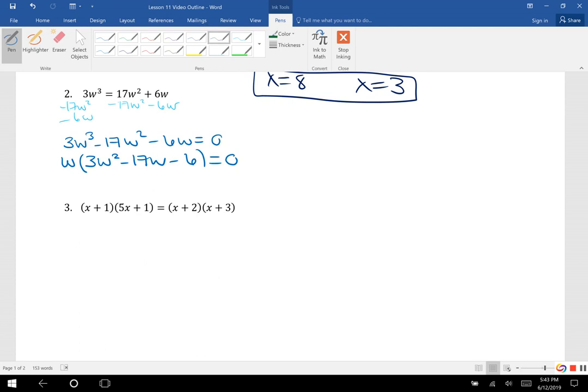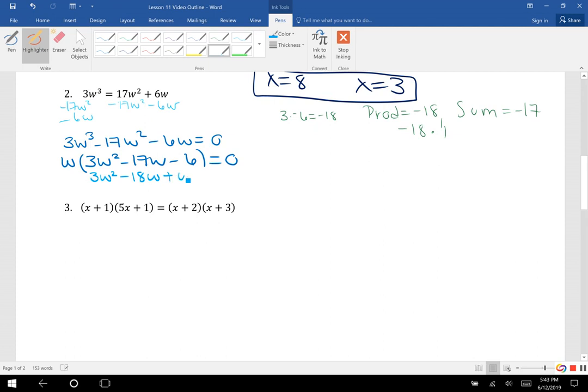So 3 times negative 6 is negative 18. So I need to find two numbers with a product of negative 18 and a sum of negative 17. I actually think negative 18 and 1 will work. And so then what I'm going to do, copy down the first term, and instead of the negative 17w, I write negative 18w plus 1w plus 6. First two, I can pull out a 3w, and I'm left with w minus 6.